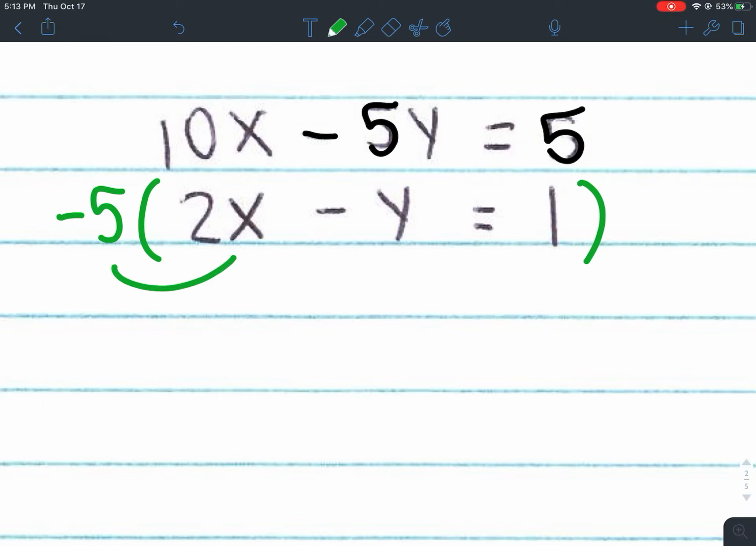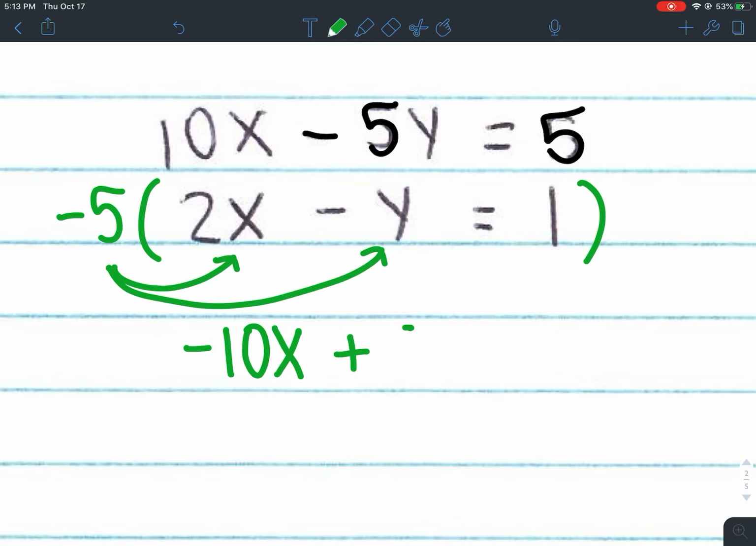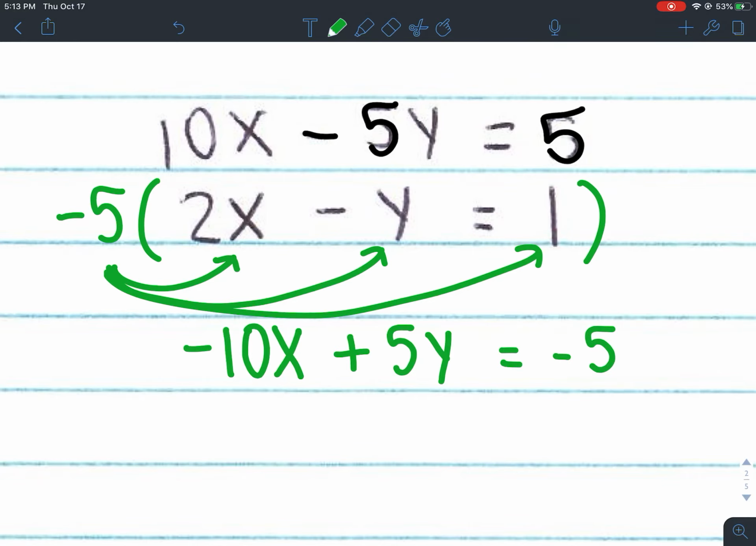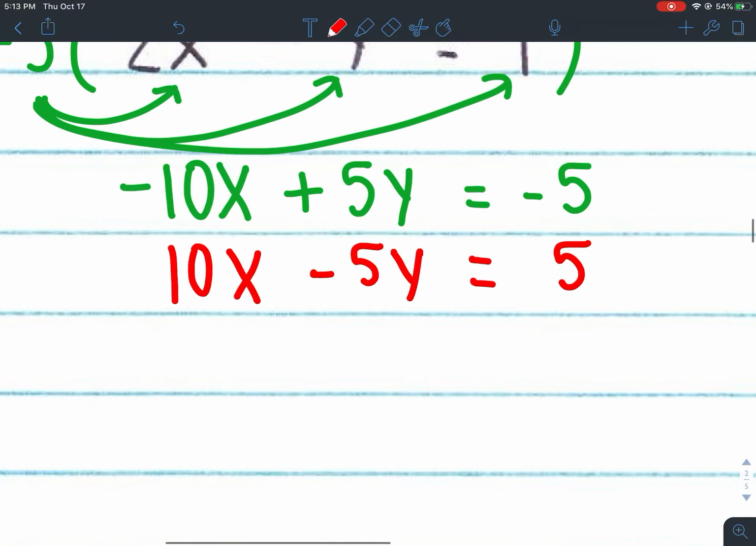So you're trying to figure out which one's easiest to eliminate. So -5 times 2x is going to be -10x. -5 times -y is going to be +5y. And then -5 times 1 is going to be -5. Okay? And then I'm going to bring that first equation down so I can stack them on top of each other and do my math a little bit easier.